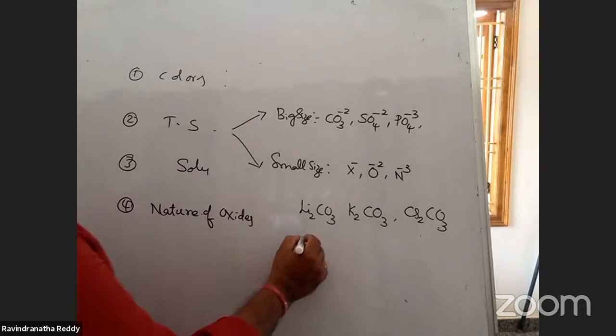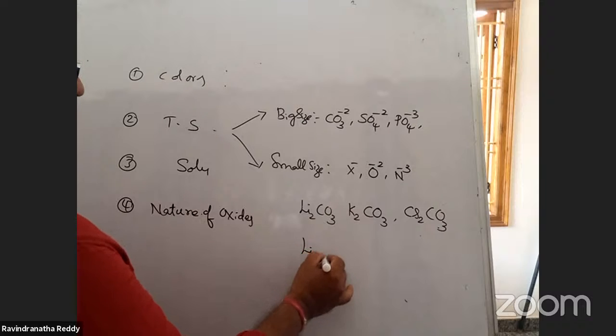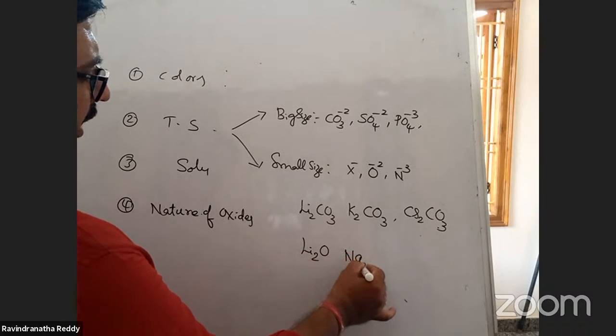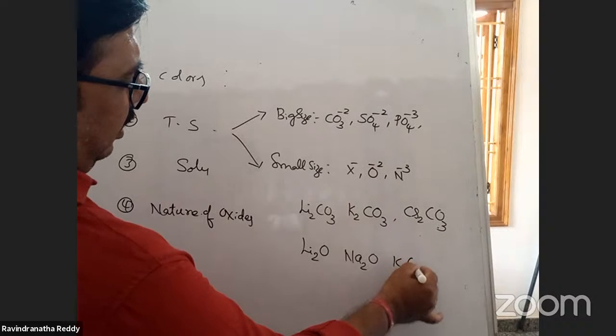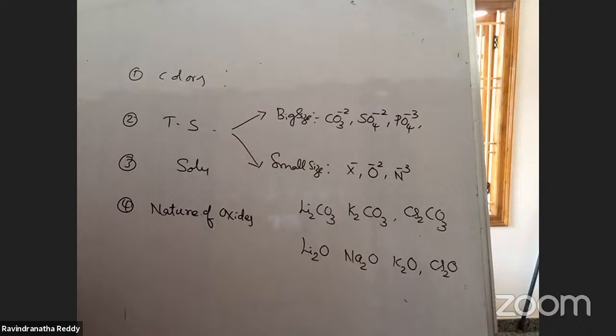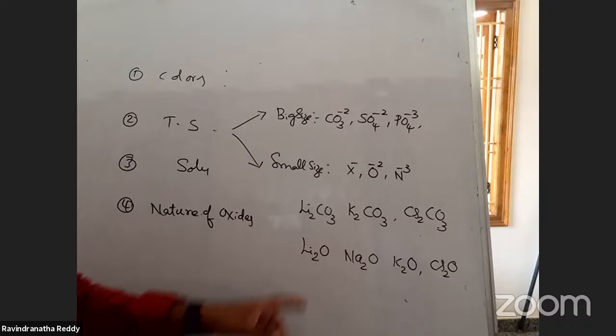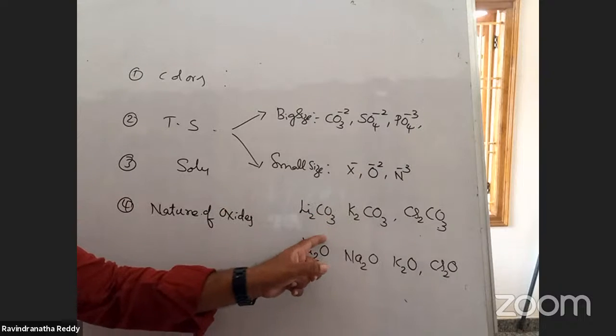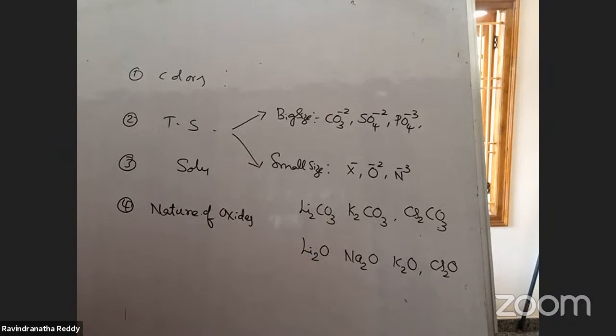Suppose we take lithium oxide, sodium oxide, potassium oxide, rubidium oxide, cesium oxide. Which is thermally more stable? Very good. Why? Because oxide requires a small cation. Lithium oxide is thermally more stable. That is a very important point.